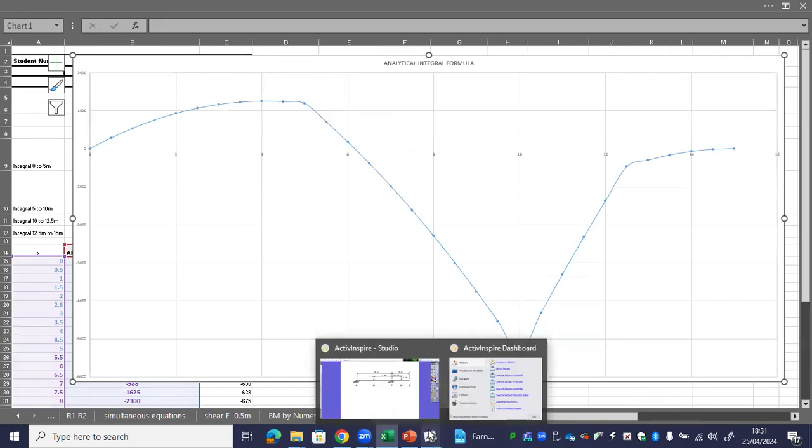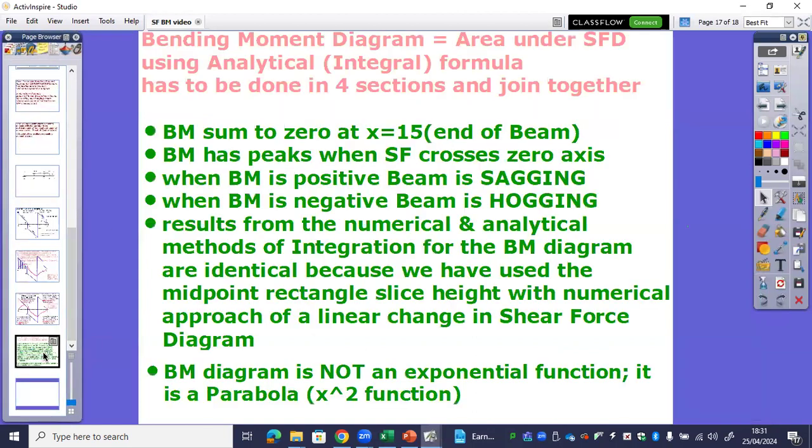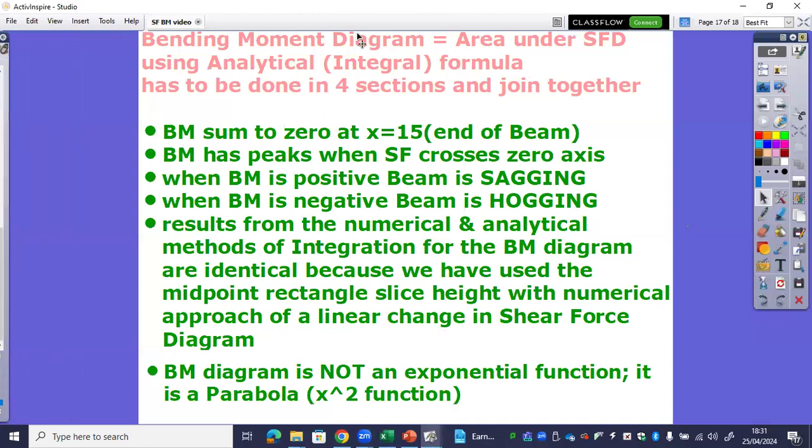And we can have some conclusions by looking at those graphs if you were to explain them, particularly to a non-technical person. So the bending moment diagram is the area under the shear force diagram. Bending moment sums to 0 at the end of the beam. The bending moment has peaks when the shear force crosses the 0 axis. When bending moment is positive, the beam is sagging. When the bending moment is negative, the beam is hogging, so it's going the opposite way. In this particular case, because we've got a linear shear force diagram, the results for numerical and analytical using math integral formulas turn out to be exactly the same.